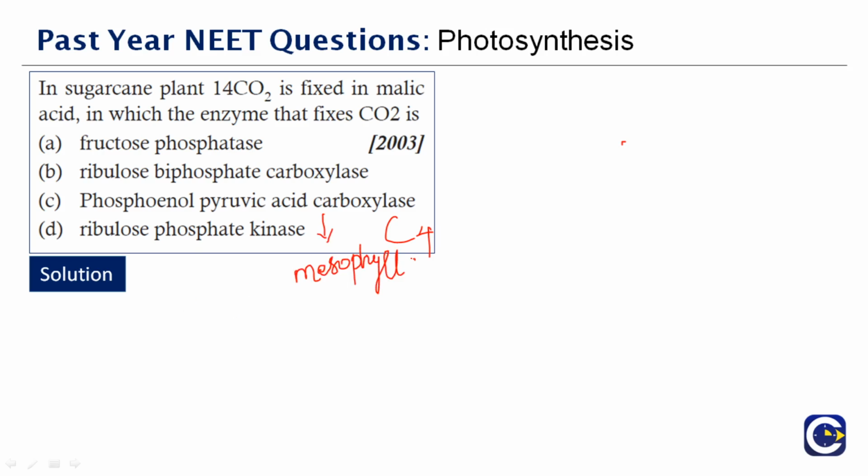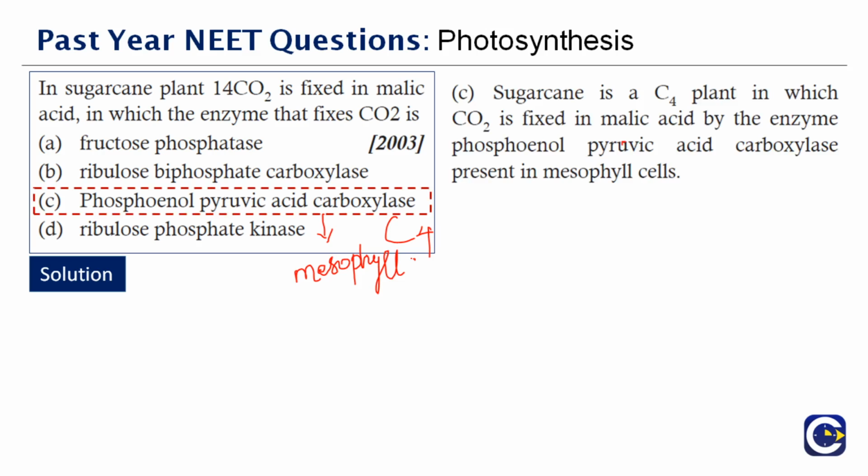Okay, so here you have to remember only 2 things. First, identify from the question which plant belongs to which category. Here sugarcane belongs to C4 plants, so 4 carbon compounds. Apart from that, if it is a C4 plant, the enzyme that fixes carbon dioxide is phosphoenol pyruvic acid carboxylase. And where do you find this enzyme? You find it in mesophyll. Therefore the correct answer is option C.